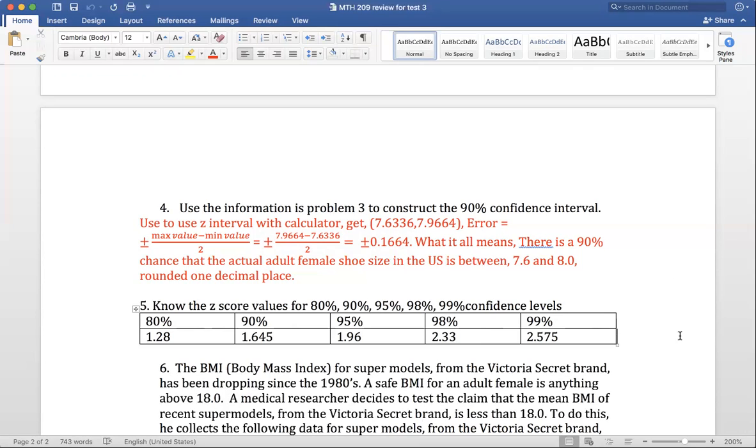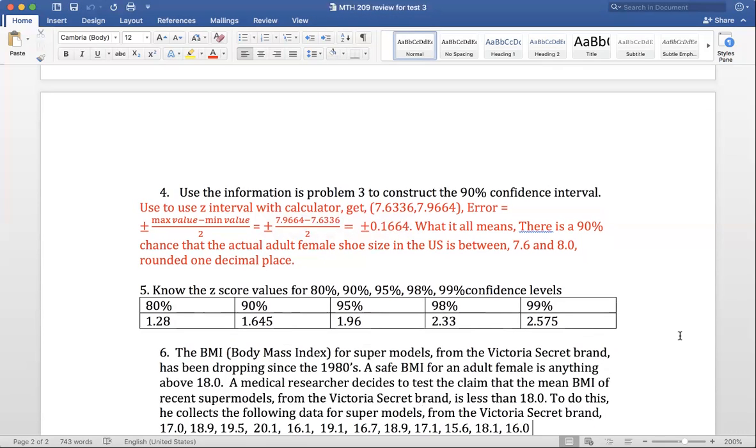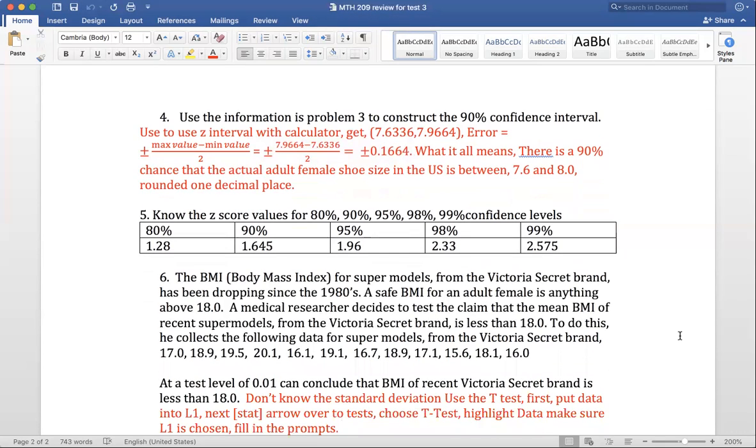For 5 is just some information you should know. These are the z-score values for confidence intervals for the 80, 90, 95, 98, and 99% confidence interval. Keep those handy, you might need them.